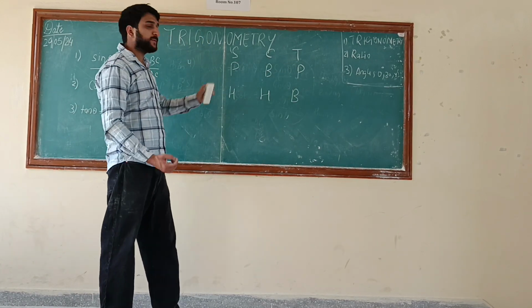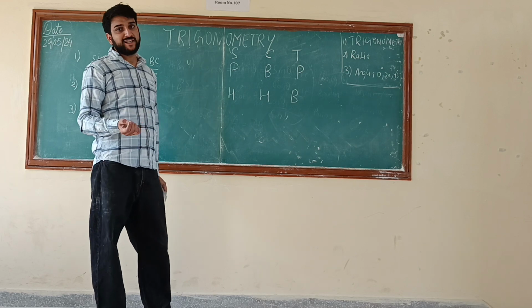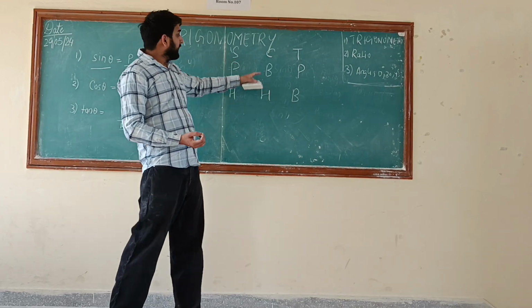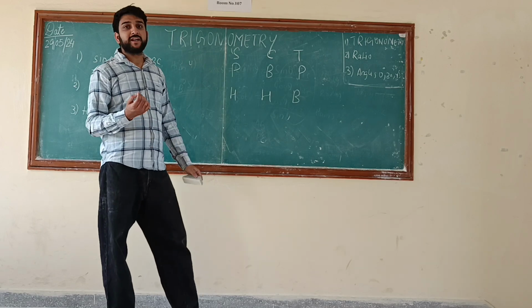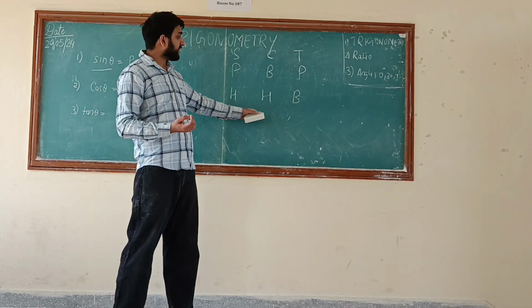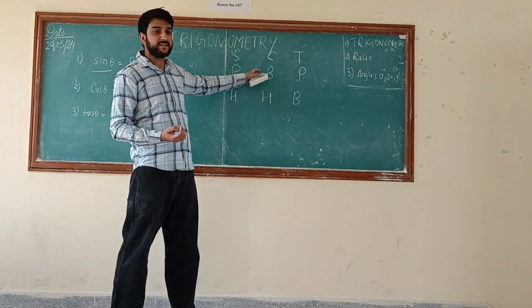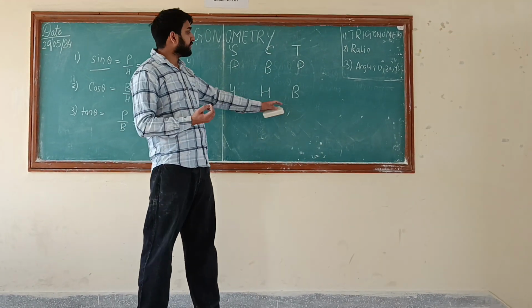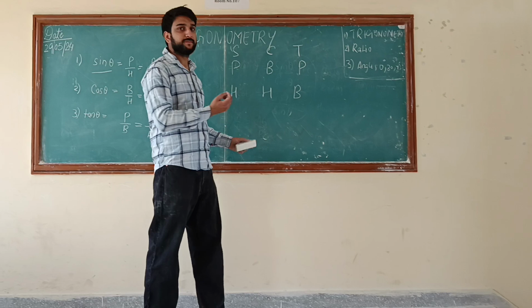And we know the reciprocal of sine is cosecant theta. So cosecant theta is equal to hypotenuse upon perpendicular, and the reciprocal of cos theta is secant theta. So secant theta is equal to hypotenuse upon base, and the reciprocal of tan theta is cot theta. So that is base upon perpendicular.